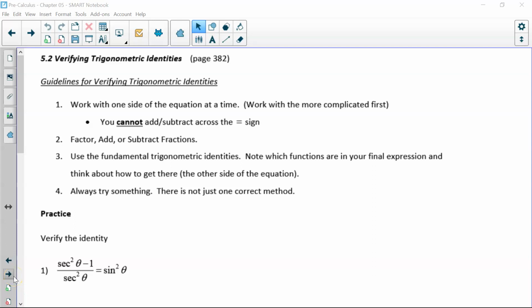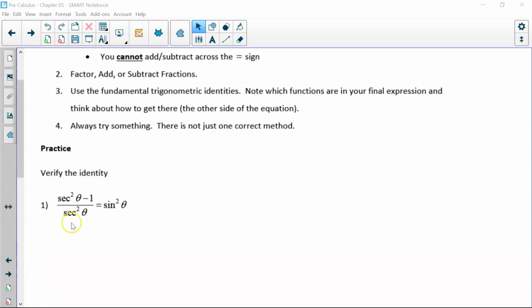Welcome to section 5.2. Just keep in mind when we're working on these, we cannot use inverse operations across the equal sign. So we can't do anything; we can only work on the left-hand side or the right-hand side. So just pick a side and that's the one you want to work on. Now there's more than one way to do these. You want to make sure you have your trig identities with you. That way you're working on these and using that as your guide to help you through them.